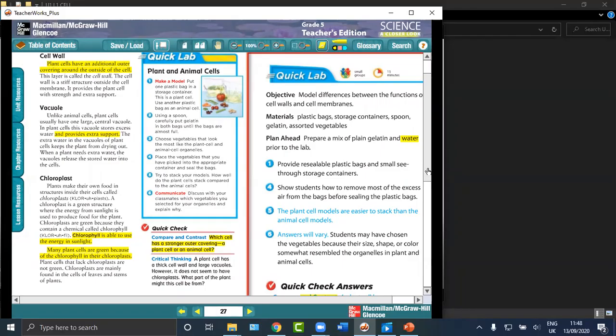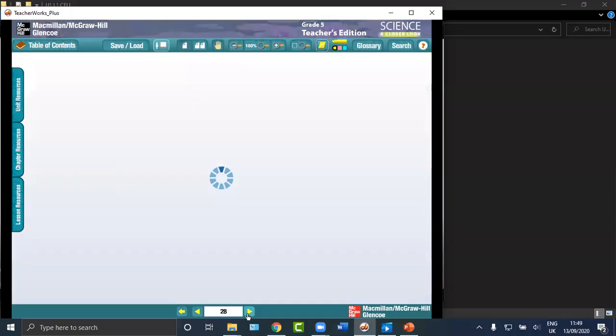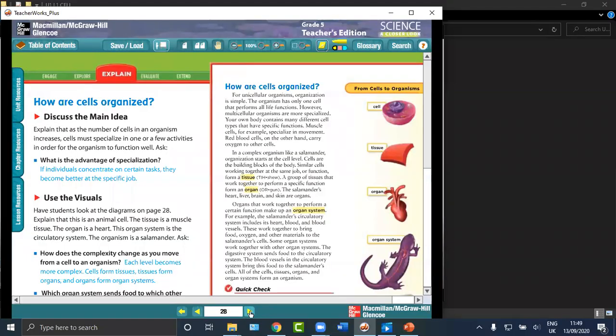Do you need the answers? Okay. You can say roots, flowers, or bark. Okay, three words. Finished? Okay. We are going to page 28. We have one minute.